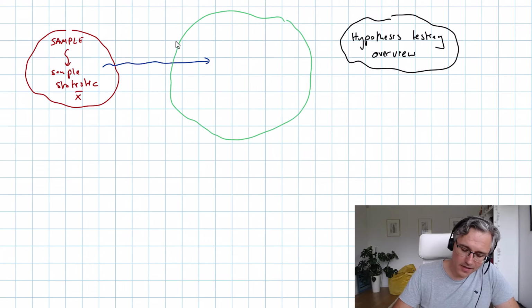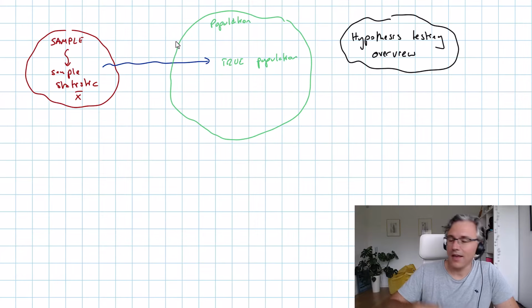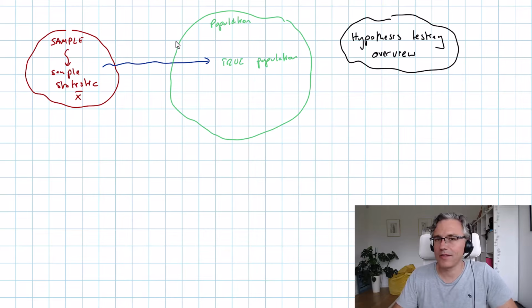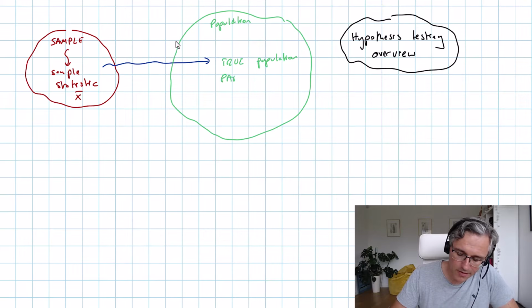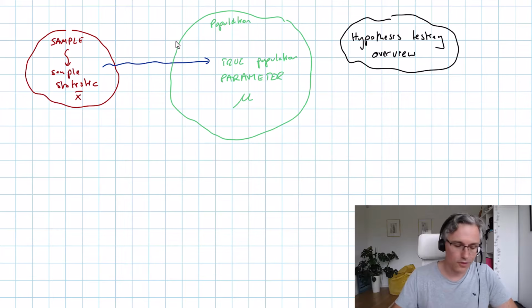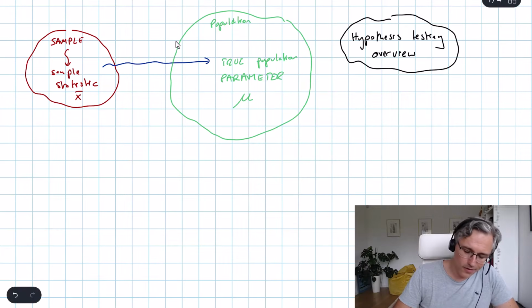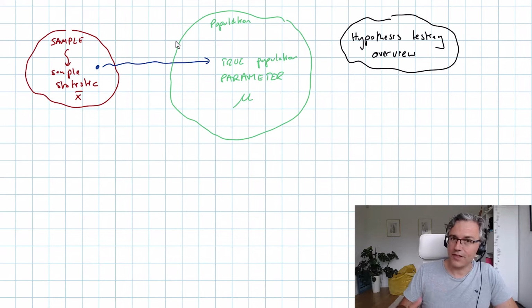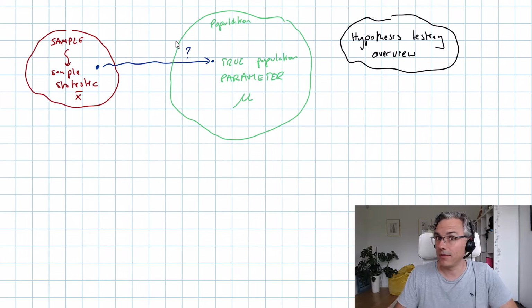So this is a bigger set. Let's call this the population. And we want to ask ourselves the question, well, what's the true population parameter? With samples we talk about statistics, with populations we talk about parameters. And if you're thinking about the mean value here, we denote it using the Greek letter mu, which looks like this. And the question is, what does the value of the sample statistic tell us about the true value of the population parameter, which we cannot directly measure?